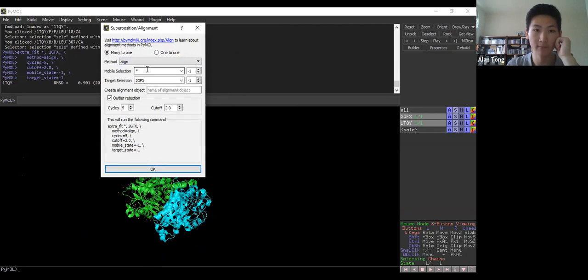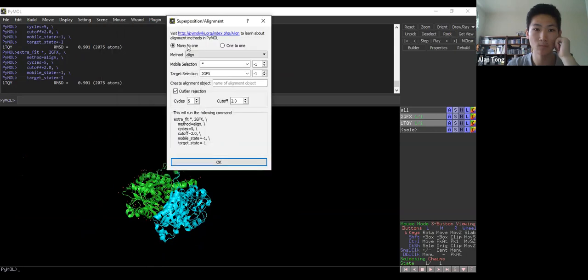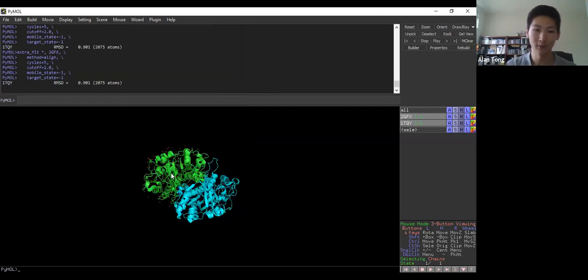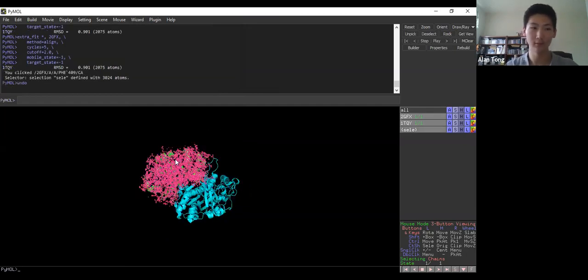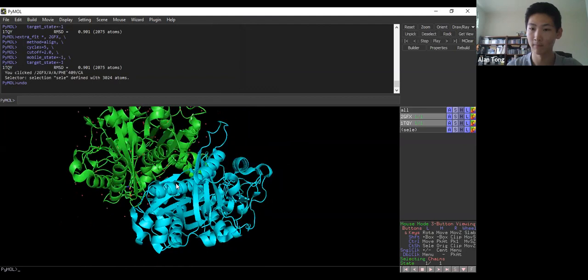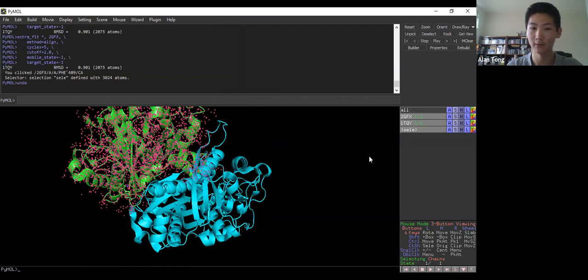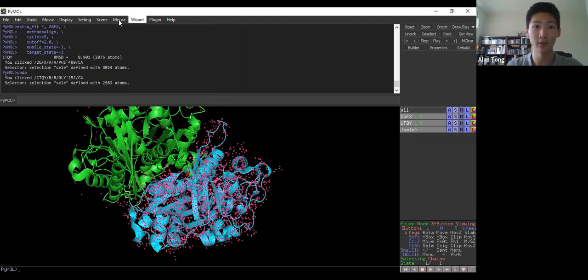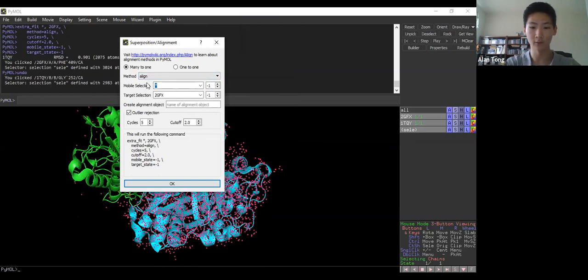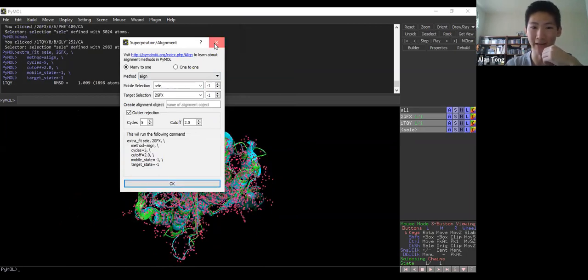Let's see. Oh, you know what? I might have to do this. Okay, let me make it so that I'm focusing. Let's see. So currently it's not right on top of each other. What if I want to select only this chain, and I want to align only that one? So what do I do? Select. Okay. Ah, there we go. Now they're on top of each other, right?